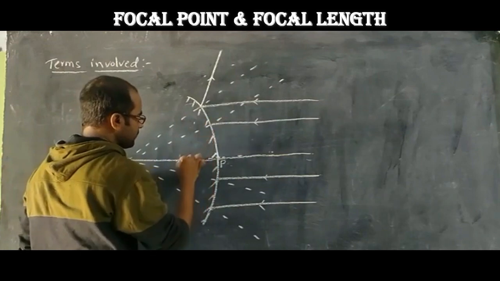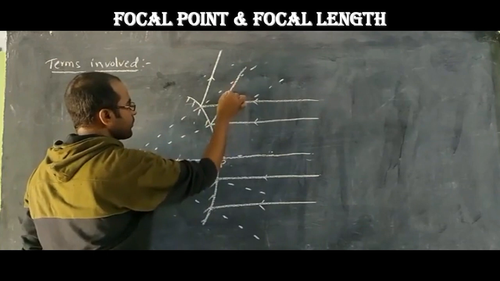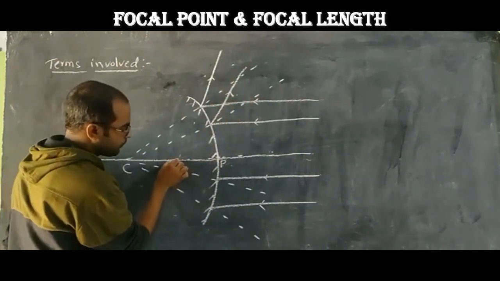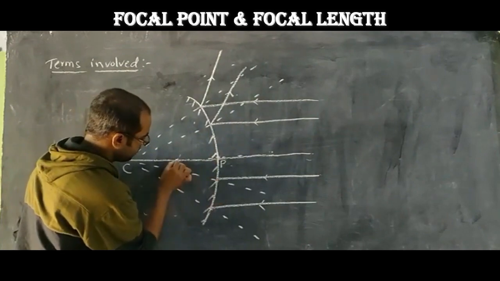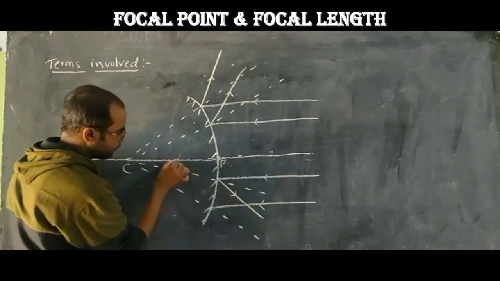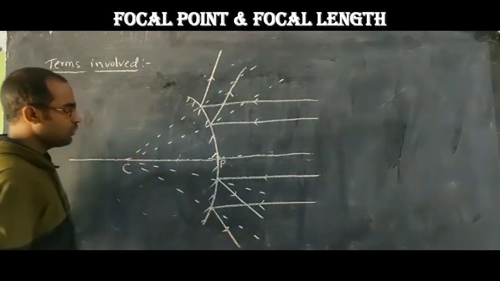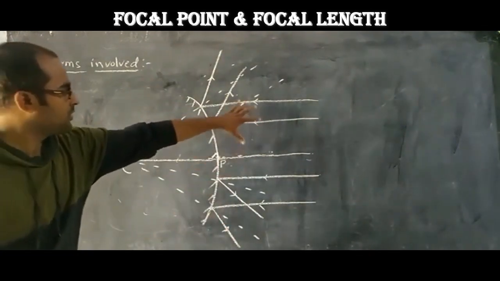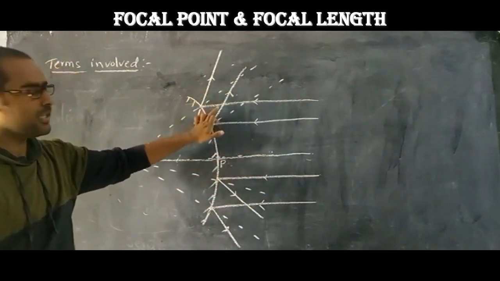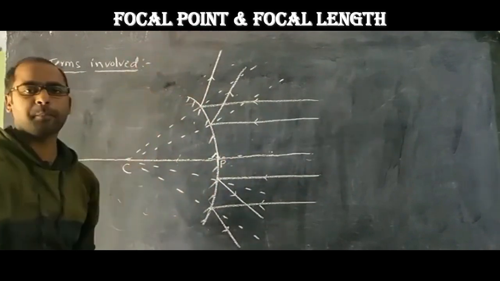Next, for this, like this, it is the reflected ray, and for this it is the reflected ray, and for this it is the reflected ray. So here you can see that all these are incident rays, and after reflection they are reflecting back. That means they are diverging from the mirror.